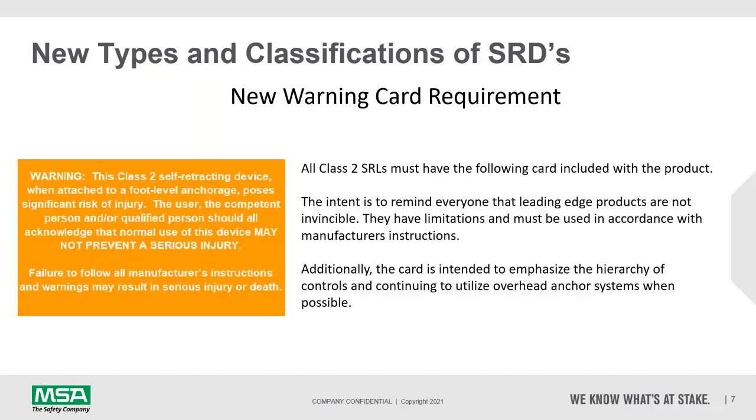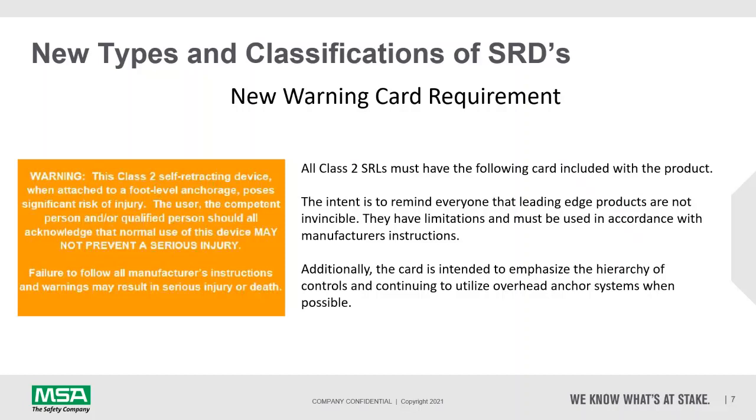Additionally, one of the third major requirements for manufacturers under this new standard that you will notice is the addition of a warning card. And this warning card, this orange card that you can see here on the slide, you can read through that on your own, but really this is a requirement for all Class 2 SRLs to have in the box. And this is not necessarily an MSA requirement, this is an ANSI requirement. The intent of this warning card is really to remind everyone that leading edge products are not completely invincible and they do have limitations and they must be used in accordance with manufacturers' instructions. So it's a good reminder of that.